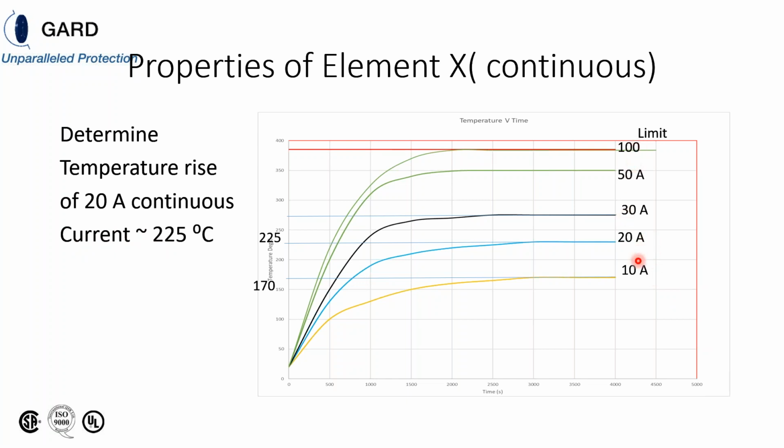So this is the same element. We're going to put 10 amps of current through here, 20 amps, 30 amps, 50 amps, 100 amps, and we're going to measure the continuous current portion of element X. And we're going to find that at 20 amps, we can choose 170 or 225 degrees. That's going to be our base temperature. So one temperature rise for the neutral grounding resistor is going to be 225 degrees.